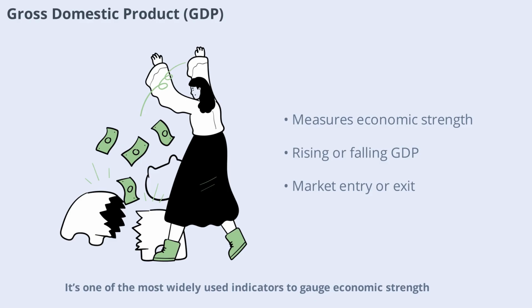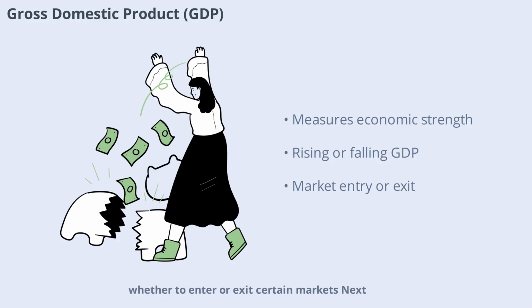It's one of the most widely used indicators to gauge economic strength. A rising GDP typically signals a growing economy, which can boost investor confidence. Conversely, a declining GDP may indicate economic trouble ahead. Investors often use GDP trends to decide whether to enter or exit certain markets.